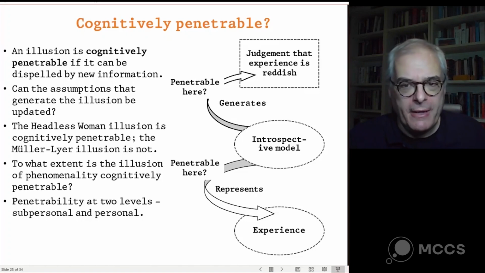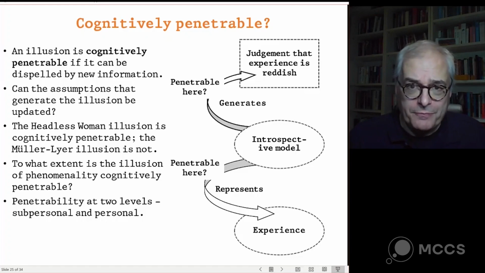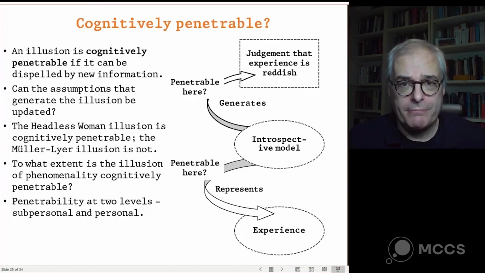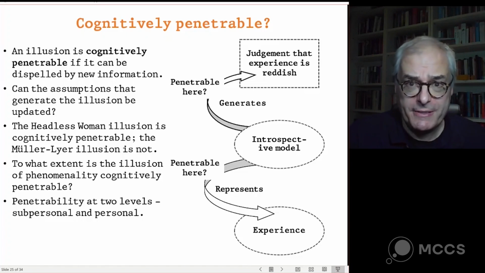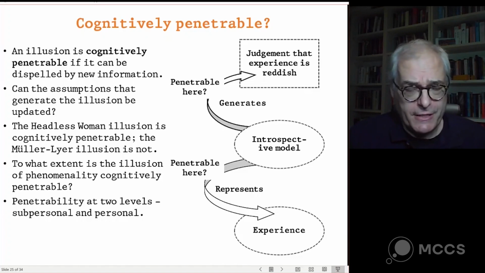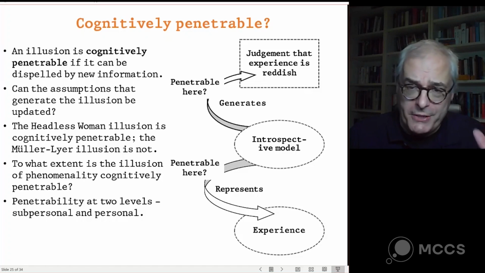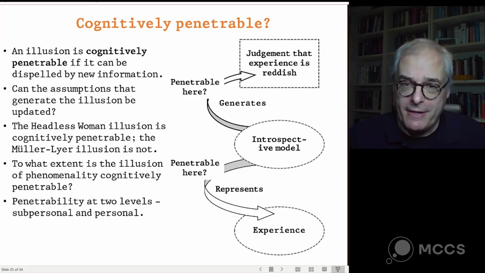If the introspective model positively misrepresents experience, then I guess it's going to be less likely that we can suspend that judgment, or it's going to be harder to suspend that judgment. So there are lots of interesting issues here, and this is an area that's ripe for experimental investigation, for finding out whether people can conceptualize their mental lives differently. People who know a lot more about meditation and Buddhist philosophy than I do tell me that there are ways of breaking down these introspective illusions. So there are lots of interesting paths to explore here. Okay, that's cognitive penetrability.